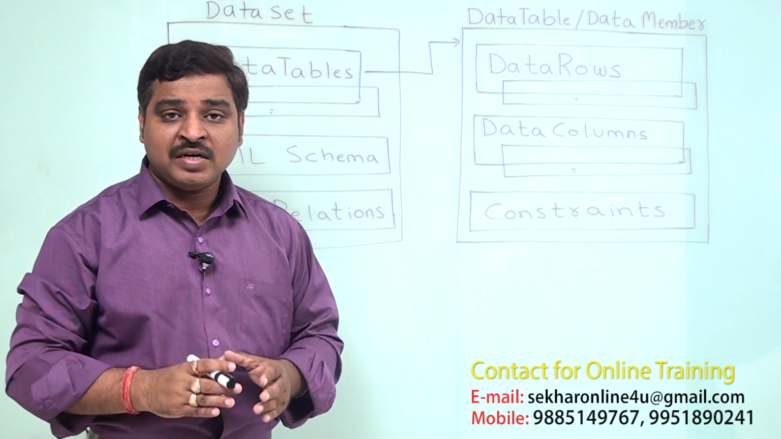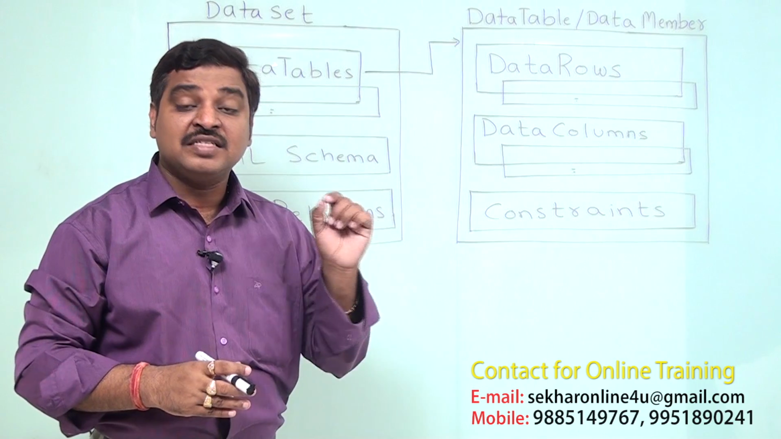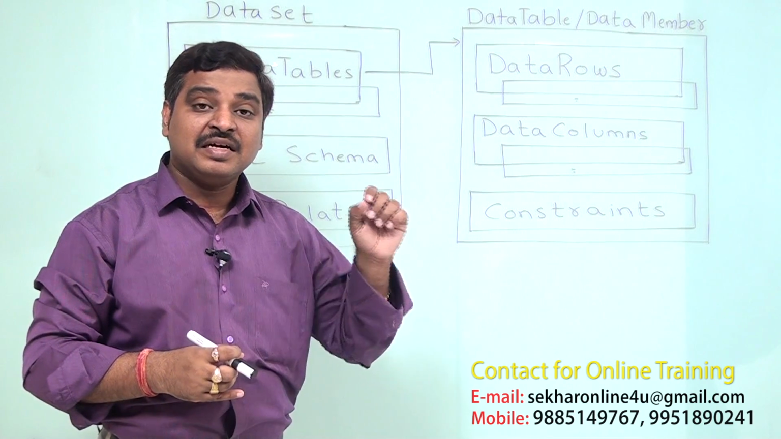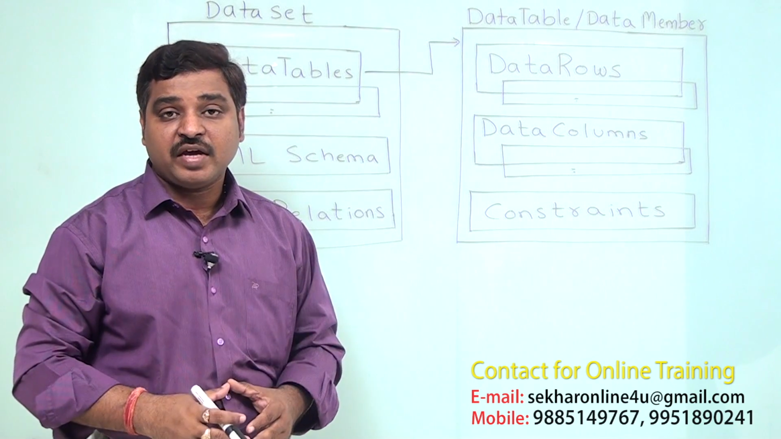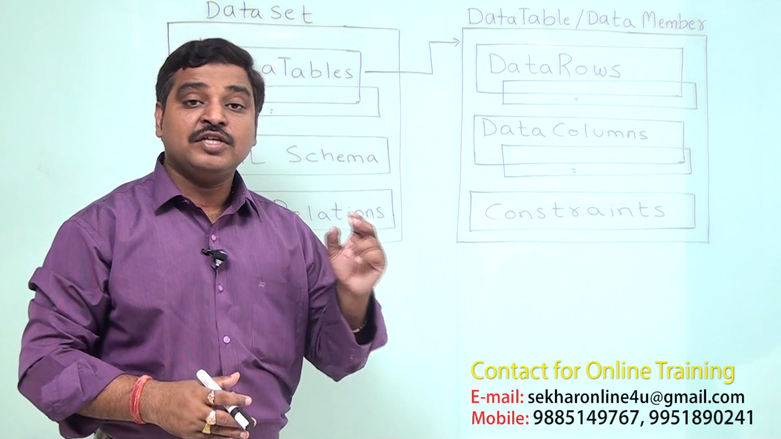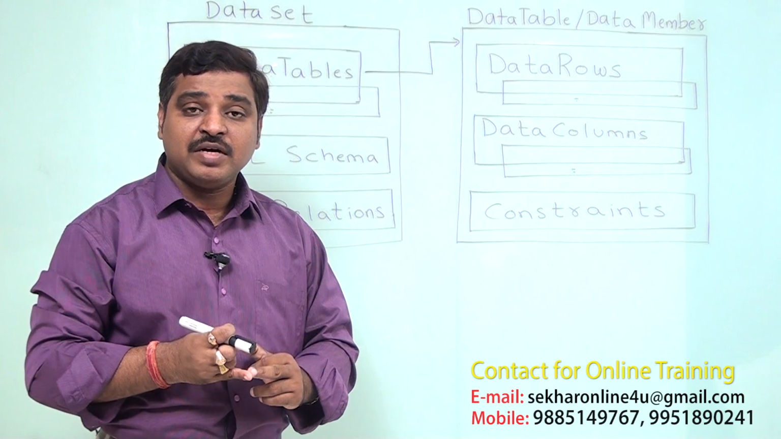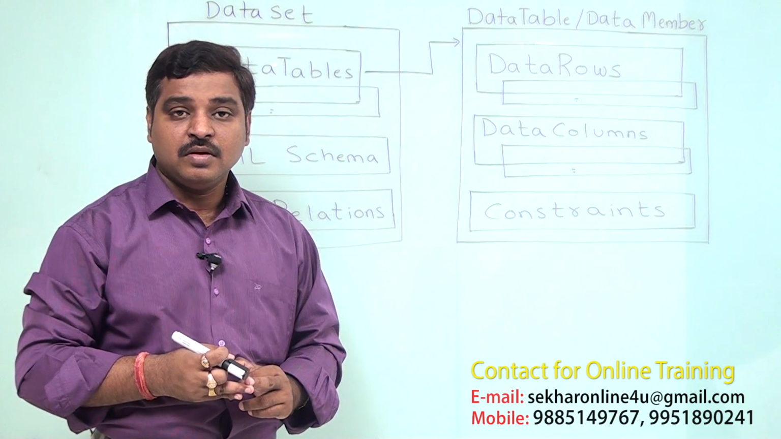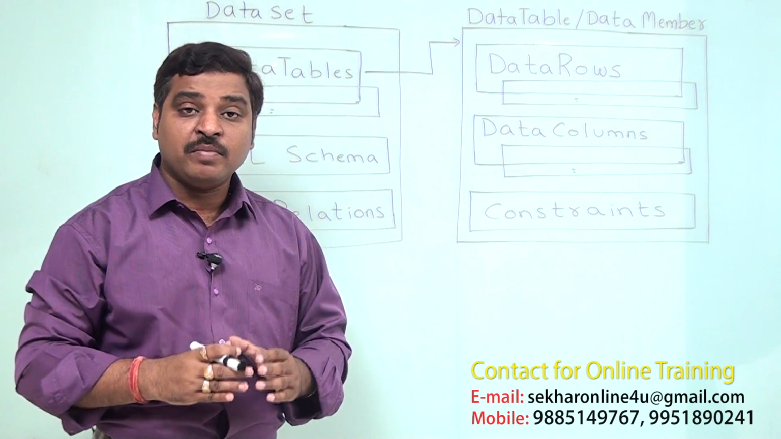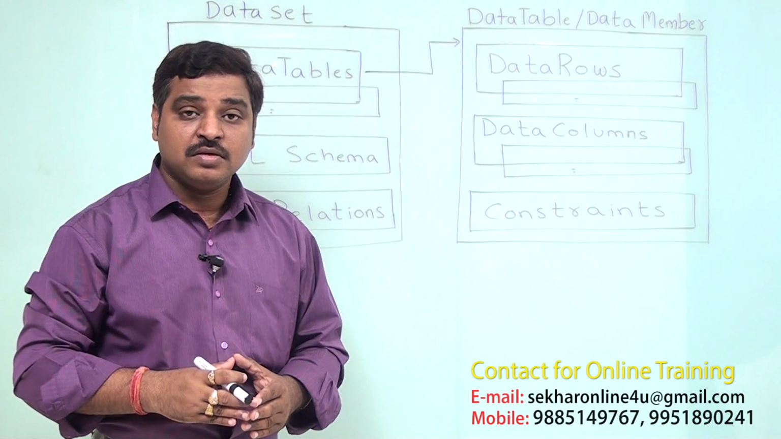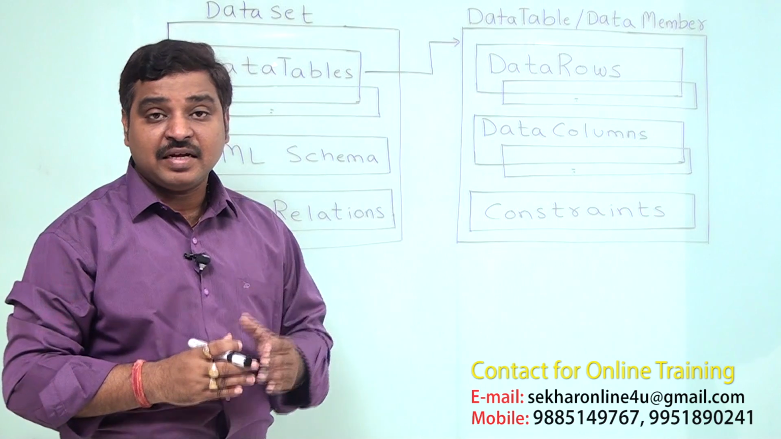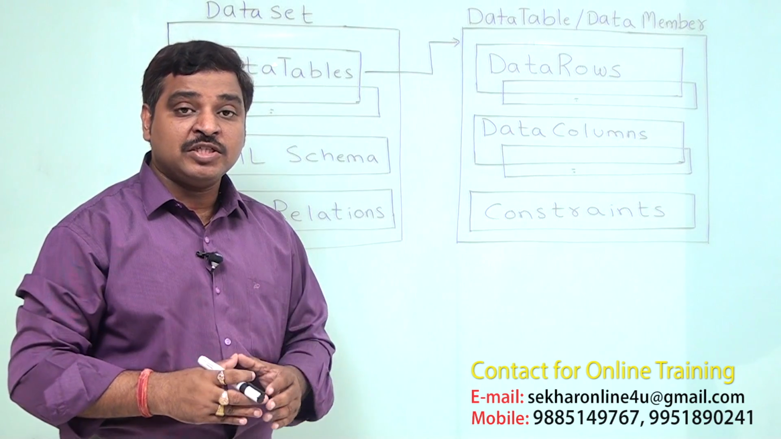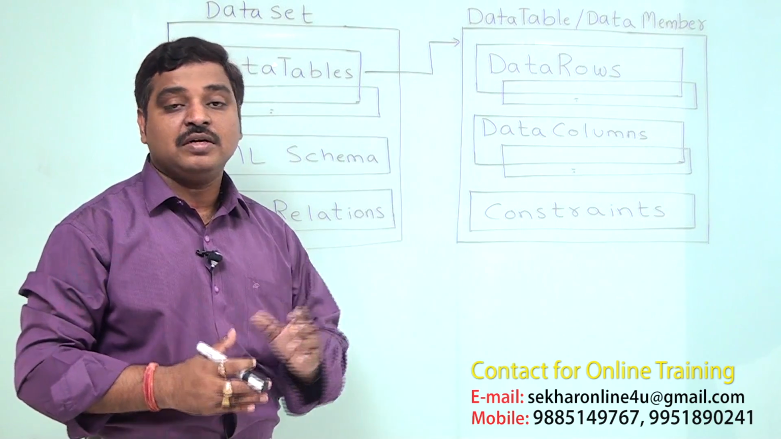As of now, just try to understand a dataset is an in-memory representation of the data in the client system in the format of XML. A dataset is of two types. One we call typed dataset, the other one we call untyped dataset. A dataset can maintain the information about any number of tables. It can also maintain the data relations, and if any manipulations are performed, those manipulations will not be reflected on the database.